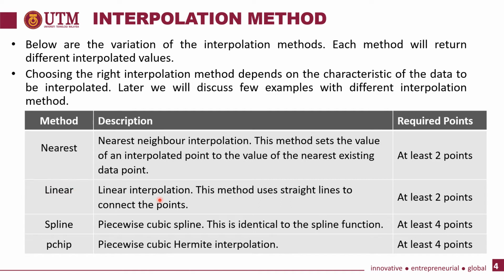Next is the linear method. Linear interpolation uses straight lines to connect the points. What the linear method does is it finds the missing point by using straight lines. It means that when it has 2 points, it will automatically compute a straight line between each point, and then it will find the missing point which is situated inside the line. So for linear, you must have at least 2 points.